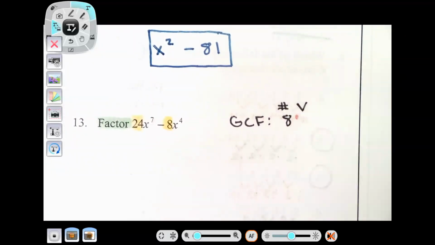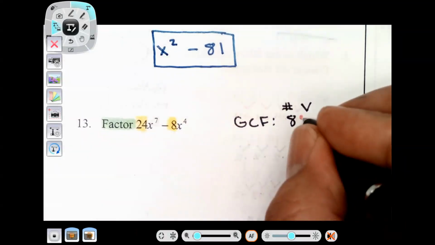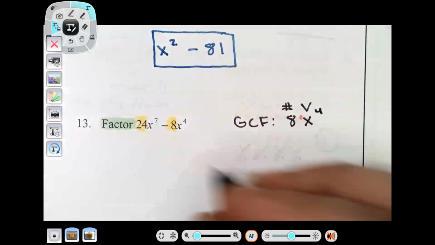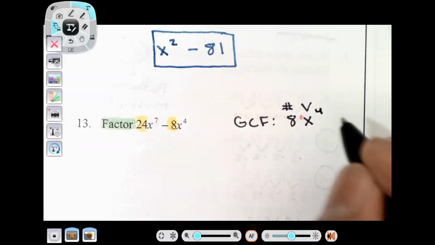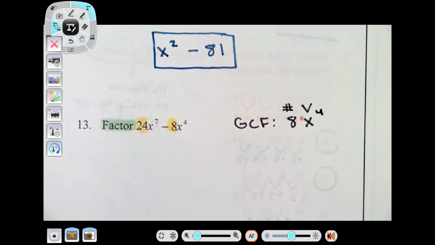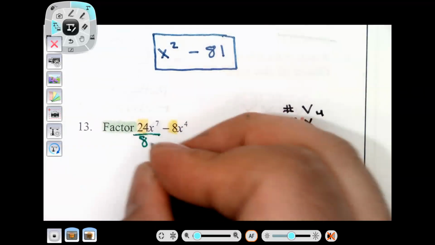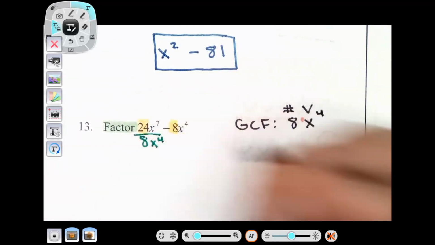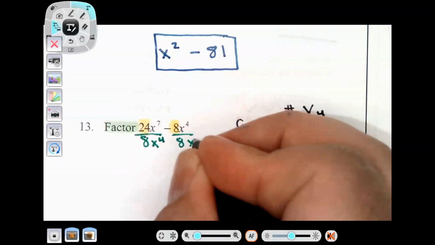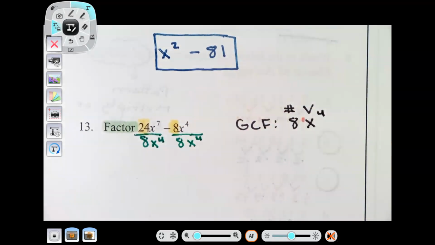Now let's talk letters. This has 7 X's. This has 4 of them. Then I should definitely take out X's, but how many? Well, you're only allowed to take 4 because that's all you have here anyway. So you can only take 4. Remember, the smallest power. All right, so here we go. I am basically going to divide everybody by 8, and I'm going to subtract 4 X's from everybody, because that's what we're supposed to do with our power, subtract.